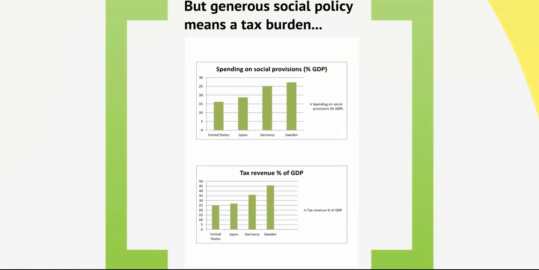This does come at a cost, though. If you look at how much the government spends in terms of the percentage of GDP, you can see that it's much higher in Germany and Sweden. You can also see that tax revenues in Germany and Sweden are much higher than the United States and Japan. So nothing comes for free. The equality that the social market buys comes at the cost of much higher taxes.